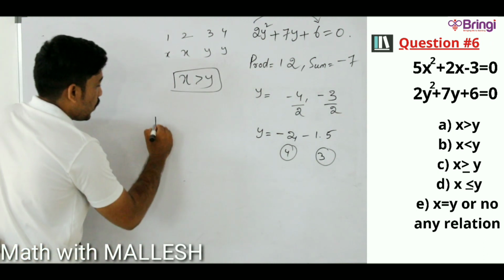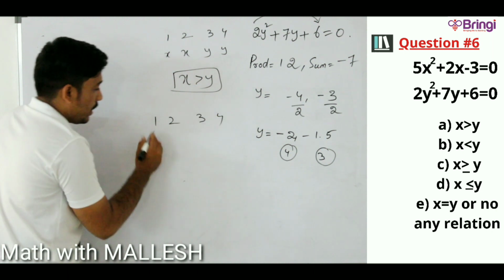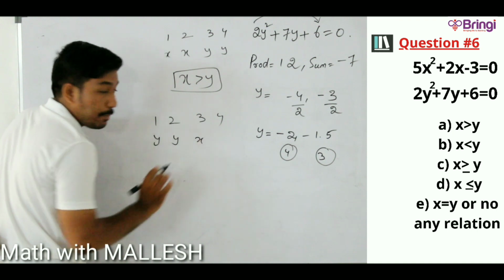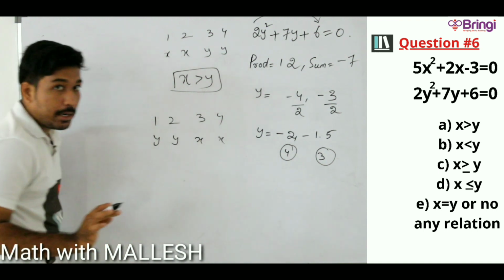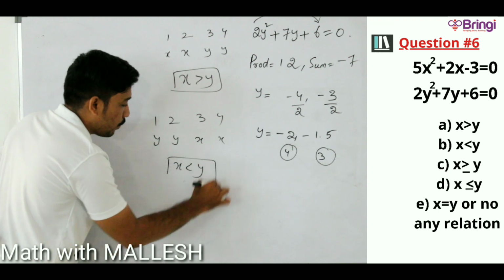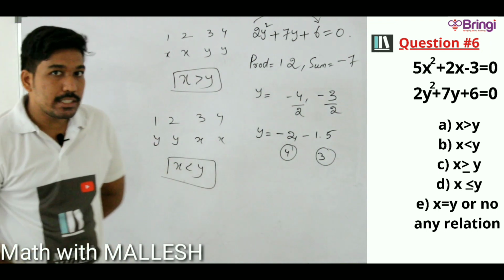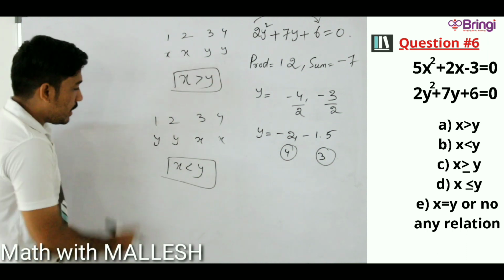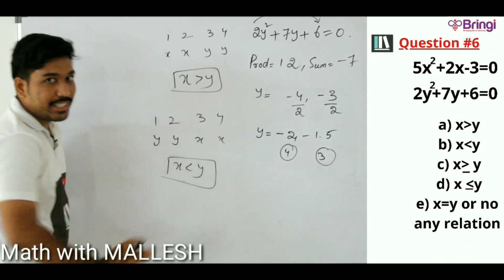Clear? Next, 1 2 3 4: the first occupied by y, the second by y, the third by x, and the fourth by x. In this case, x less than y. These are very, very important things: x x y y means x greater than y, and y y x x means x less than y.